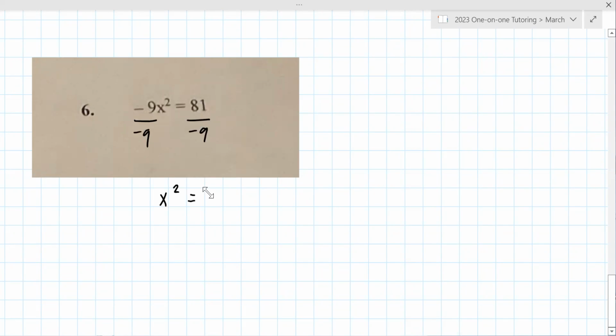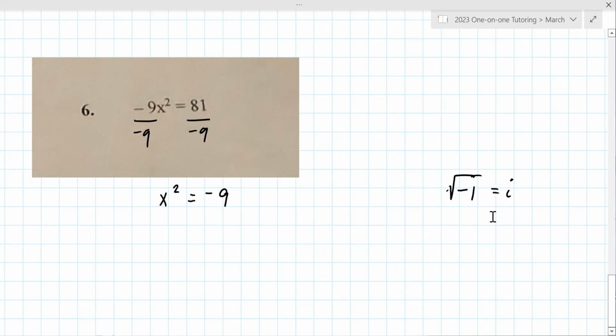X squared equals -9. Okay, this should look like a problem. You should say, there's something that doesn't look right here. Can you take the square root of a negative? No. We talked about this idea that the square root of negative 1 is i, but in the real domain, you can't do this. But do you remember if you were doing this i stuff or not?